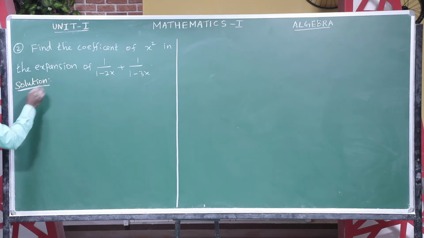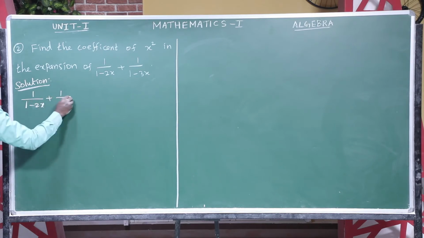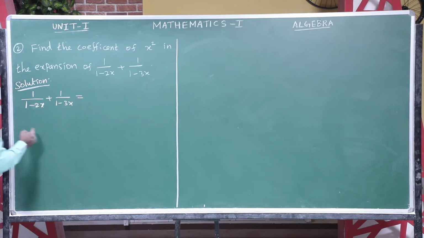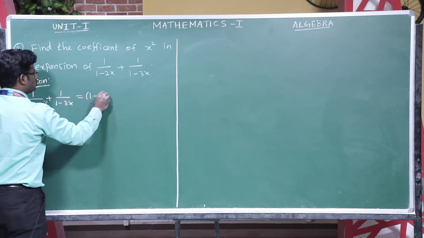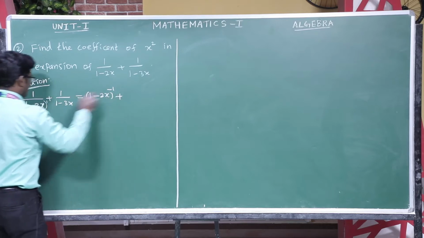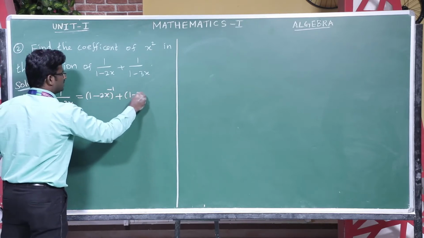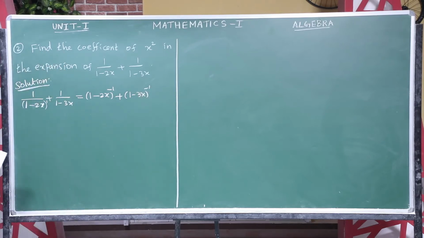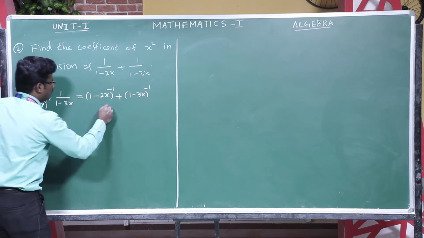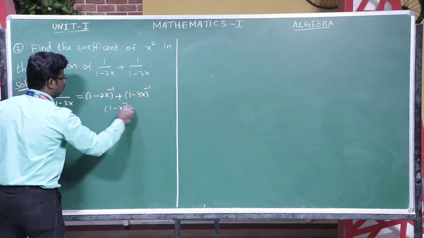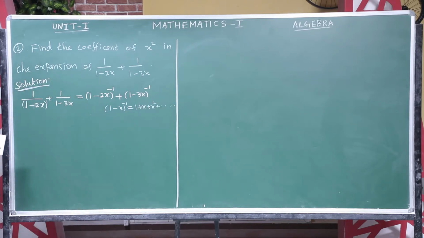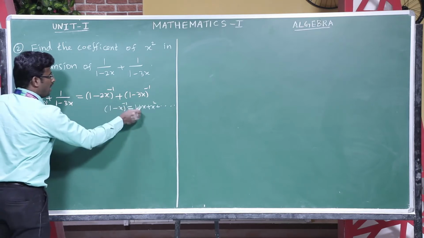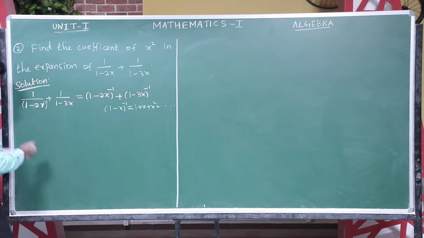Now the left hand side is 1 divided by 1 minus 2x plus 1 divided by 1 minus 3x, which is equal to 1 minus 2x all inverse, plus 1 minus 3x all inverse. Which formula are we using? 1 minus x all inverse is equal to 1 plus x plus x square plus etc. Now we can substitute the formula here, replacing x by 2x, and x by 3x.